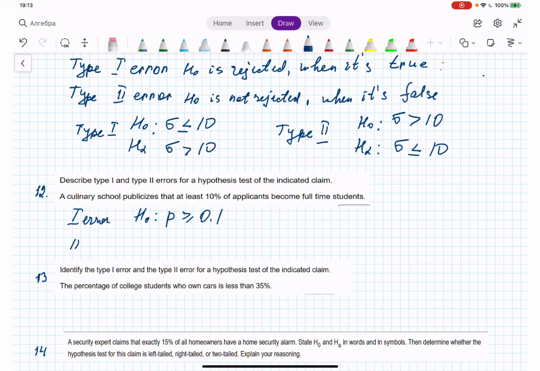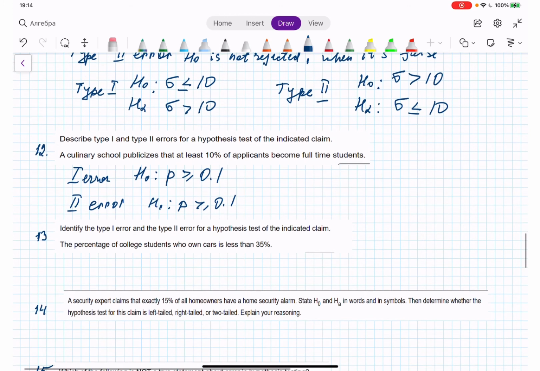Type 2 error will occur when the actual proportion of applicants is less than 10%, but we fail to reject, which means the null hypothesis here is going to be greater than or equal to 0.1. One more time, a type 2 error will occur when the actual proportion of applicants is less than 10%, but we fail to reject the null hypothesis, which means proportion is greater than or equal to 0.1.